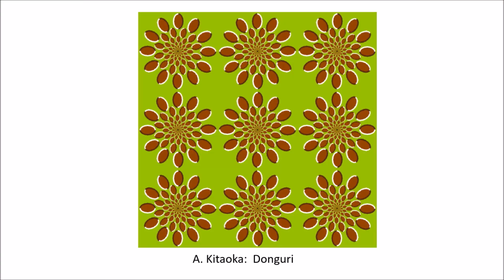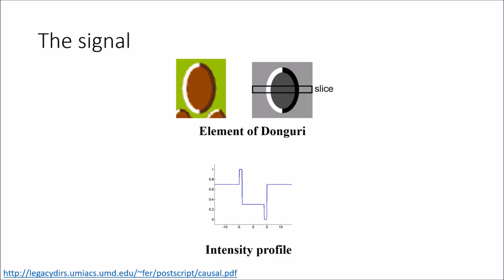To explain the illusion, I'm going to use another display, the pattern Donguri by Kitaoka. The illusion is somehow weaker, but simpler. Here again, we have counterclockwise motion in the left upper pattern, and then a clockwise in the one next to it. This illusion and many other patterns have the same signal.